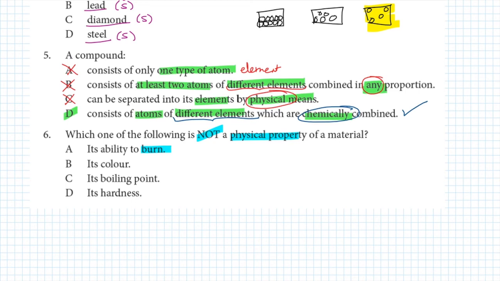Well, we know that when a substance burns, it is a reaction between that substance and oxygen in the air. For example, if you have a candle and it is burning, there's a chemical reaction taking place between the wax, which is the fuel that is burning, and the oxygen in the air. So burning is a chemical reaction. It is not a physical property of a material, but actually a chemical property. A substance's ability to burn is a chemical property. And that means that option A is the correct answer to question number 6.